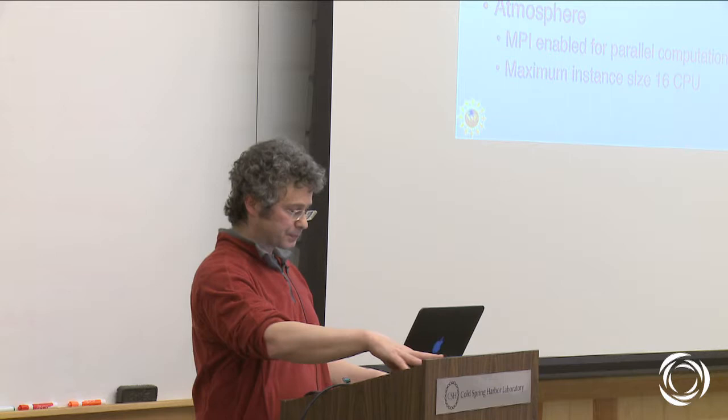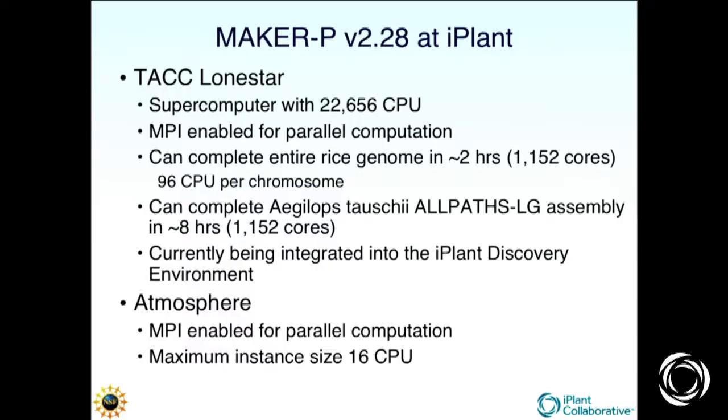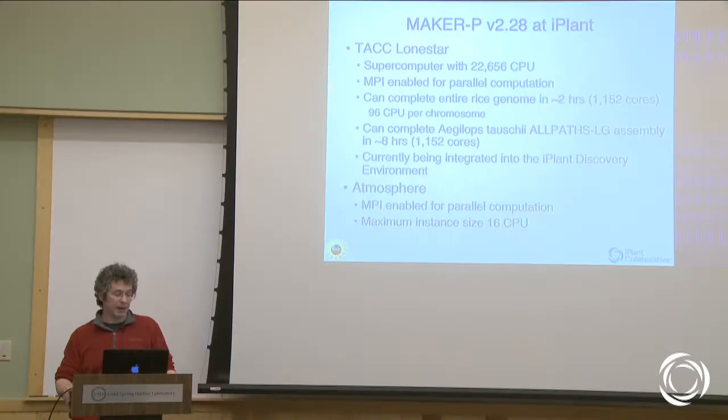In the meantime, we have an Atmosphere version of this. It's the same software. It's also MPI enabled. The difference is that when you get an instance, you have a maximum size of 16 CPUs, which maybe isn't so bad. I don't know yet how workable that is. This is fairly new, so I haven't evaluated it yet. But with 16 CPUs, using the rice example, you could imagine running a single chromosome per instance, and maybe it'll take several days. But that's not bad.